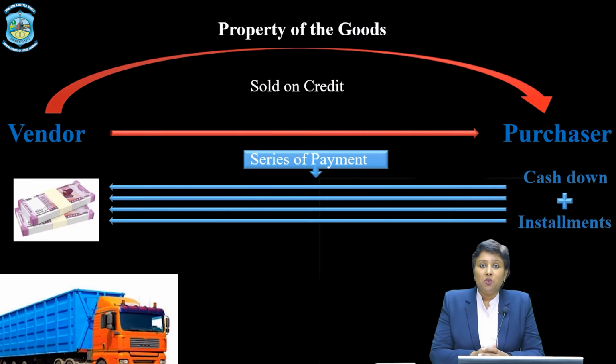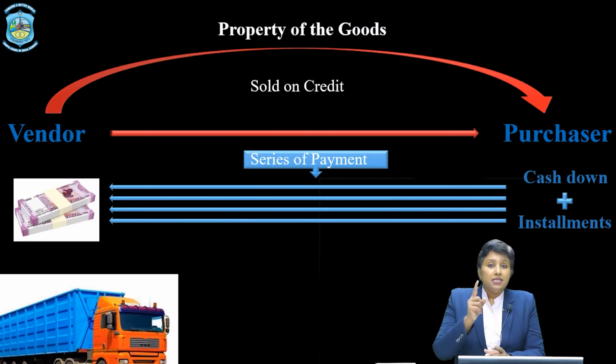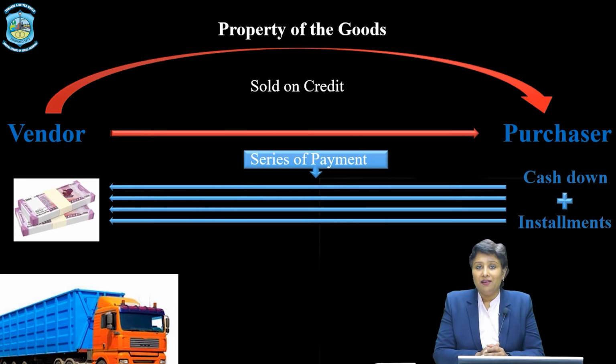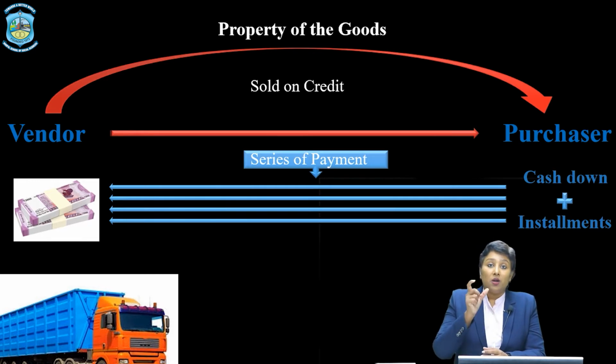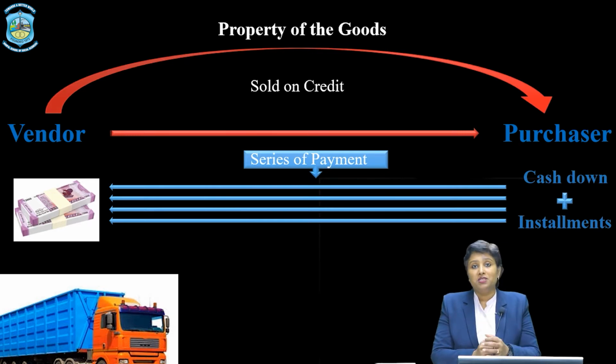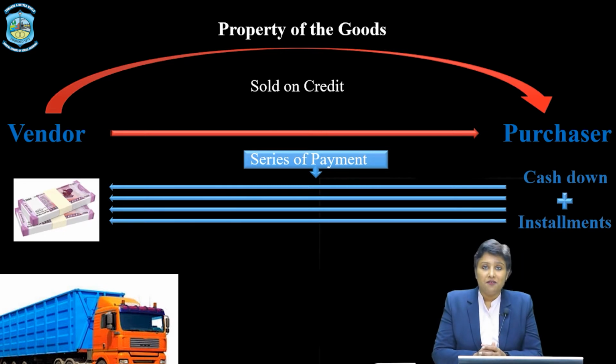But let me tell you a very unique thing about the hire purchase system: until the last payment is made by the purchaser to the vendor, the property of the goods doesn't get transferred. The right of the goods, or the good title of the goods, will only be transferred from the vendor to the purchaser after the last installment, or as per the agreement, when all the payments have been received by the vendor. So, there can be various ways of the valuation of hire purchase price.